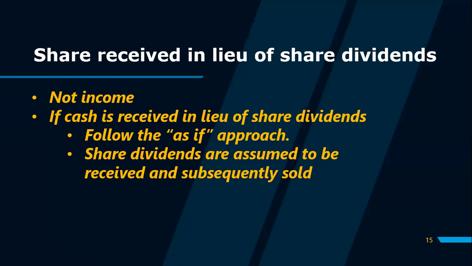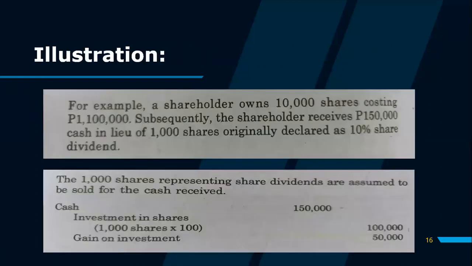Share dividends received. So again, it is not recognized as income. But if cash is received in lieu of share dividends, we will follow the as-if approach. So the share dividends are assumed to be received and subsequently sold. To illustrate, for example, a shareholder owns 10,000 shares costing 1.1 million. Subsequently, the shareholder receives 150,000 cash in lieu of 1,000 shares originally declared as 10% share dividends.